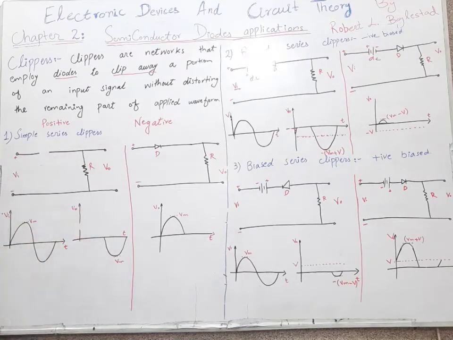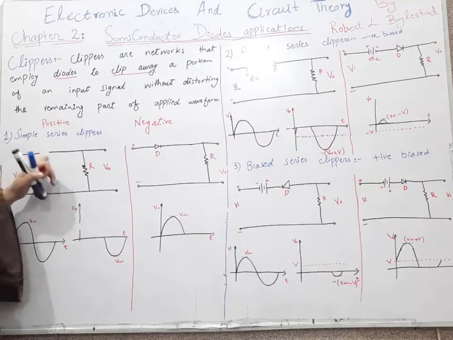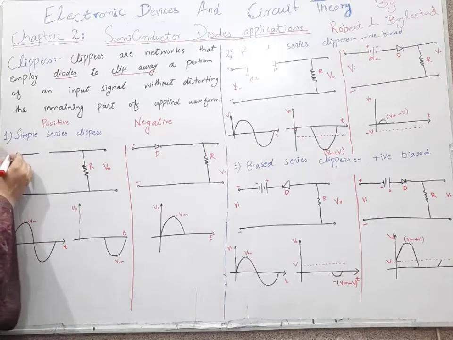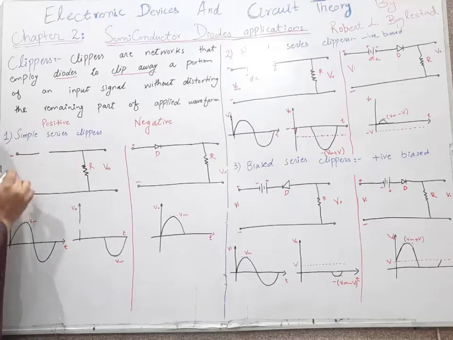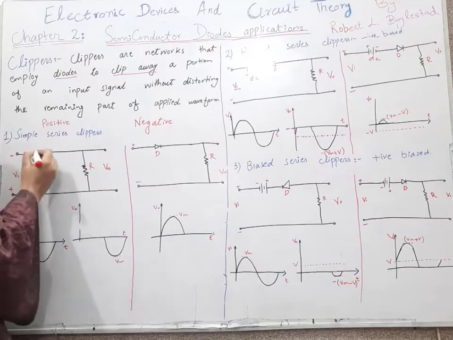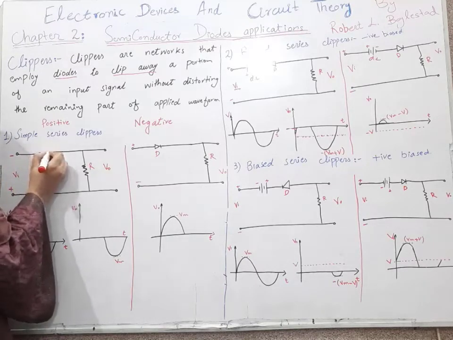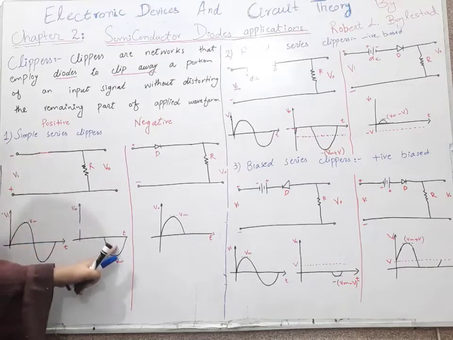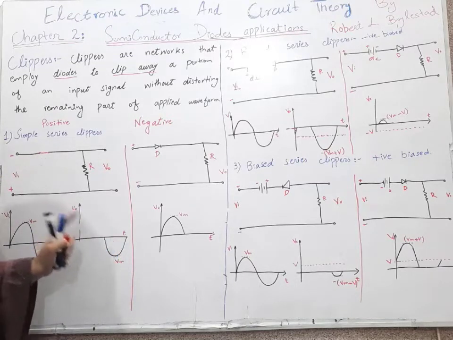But for the negative half cycle, our N type is connected to negative, so the diode will act as forward biased, and we will have a closed circuit here, and we will get our output waveform in the negative portion.